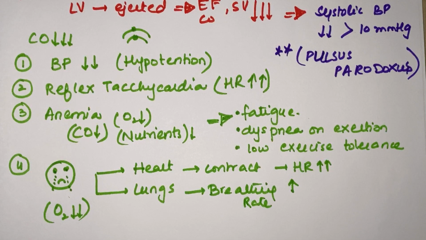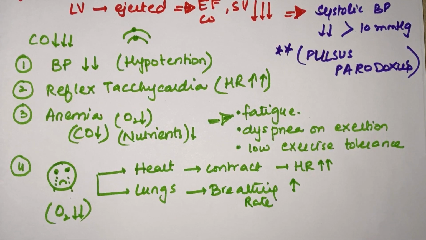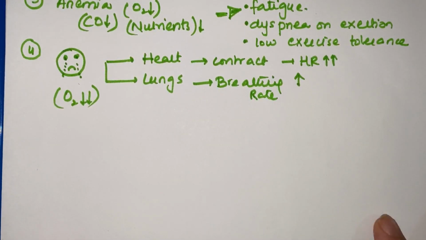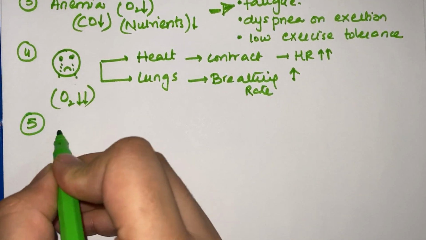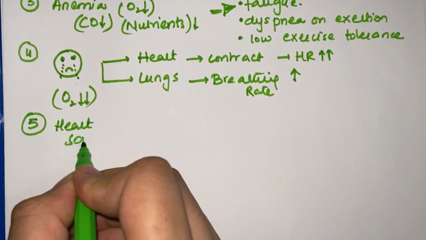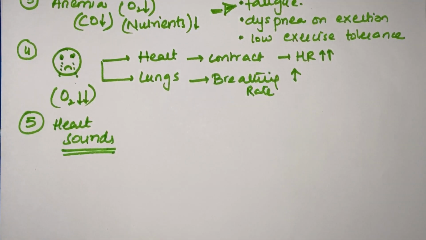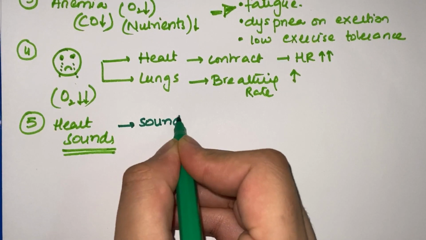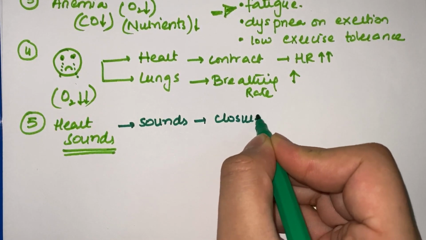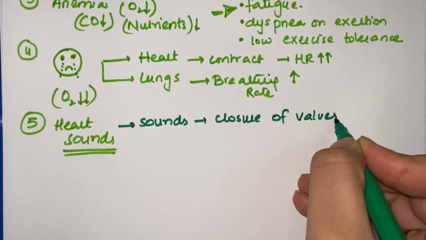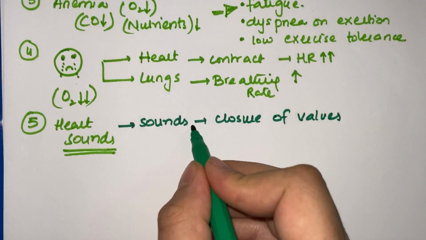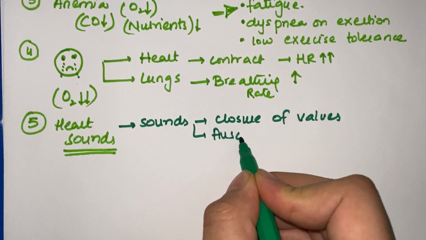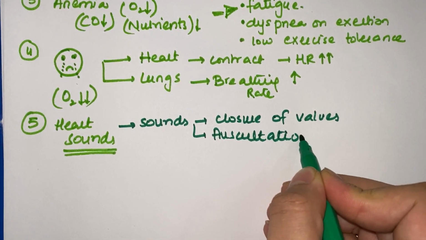Fine. Now moving on to what effect there will be on my heart sounds. This is a very important concept, I'll explain it here. First of all, you should basically know what heart sounds are. Heart sounds are basically the sounds produced due to closure of the valves. And we know we have 4 valves in the heart. So whenever the valves close, some sounds are produced and that we hear on auscultation. We already know that.